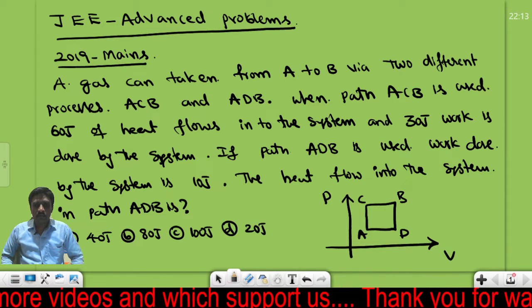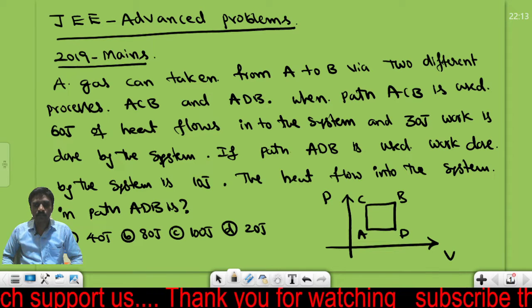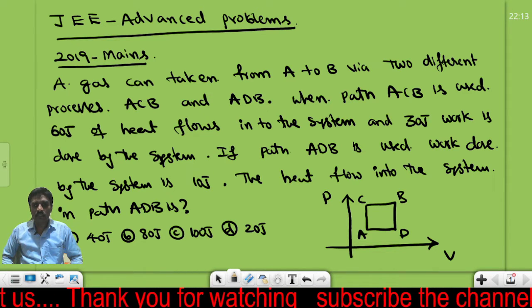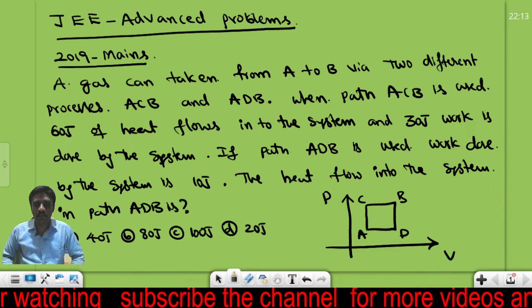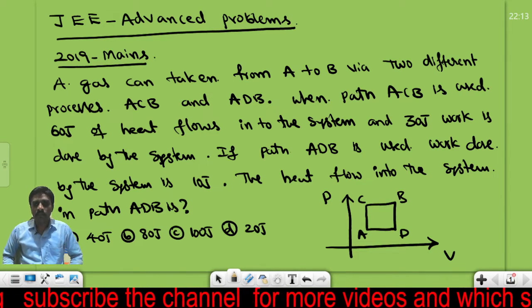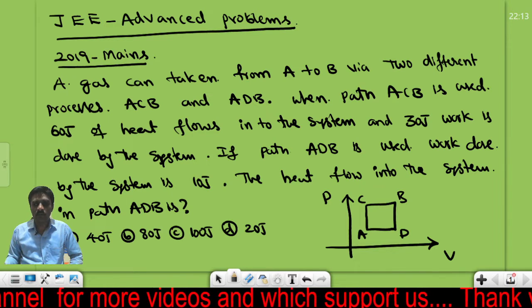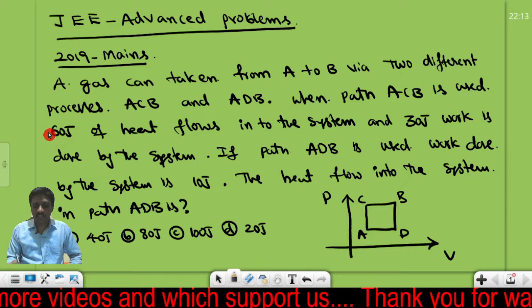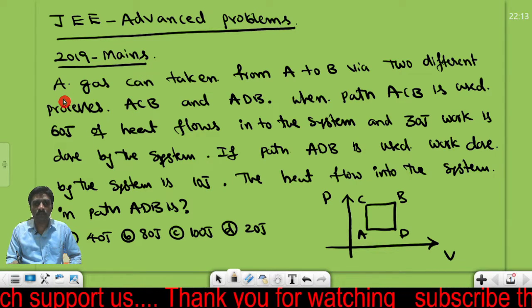We have only a small concept left over, that is the Carnot engine. So, we will discuss it later. Meanwhile, we will start solving problems on the content we have already completed. So, today our goal is to solve some problems. We are starting with 2019 JEE Mains problems.